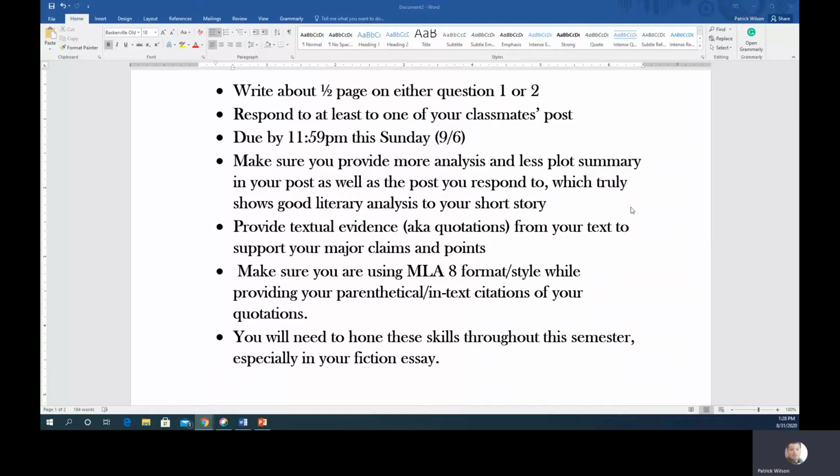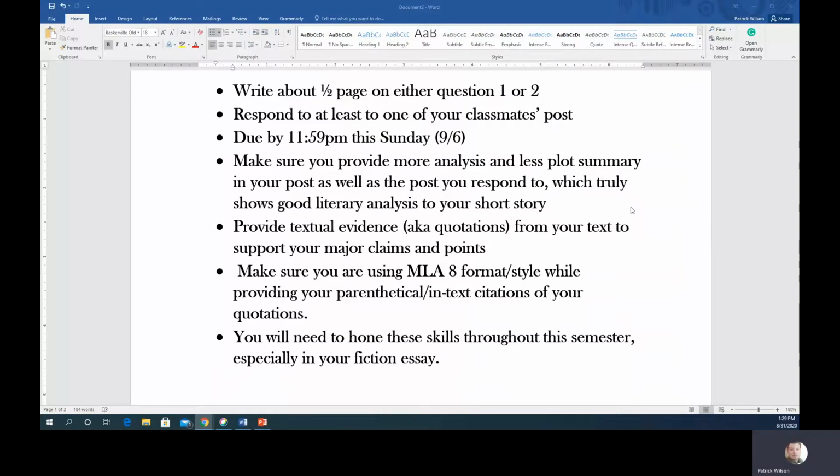You want to provide textual evidence, which is basically quotations from your story. So if you're doing the question on the Crane piece, you want to pick out particular quotations that are going to help support your main points and claim. Now, I realize you only need 8 sentences, right? So you don't need to sit there and give me a whole boatload of quotes. You need to find 1 or 2 that are going to support your main idea.